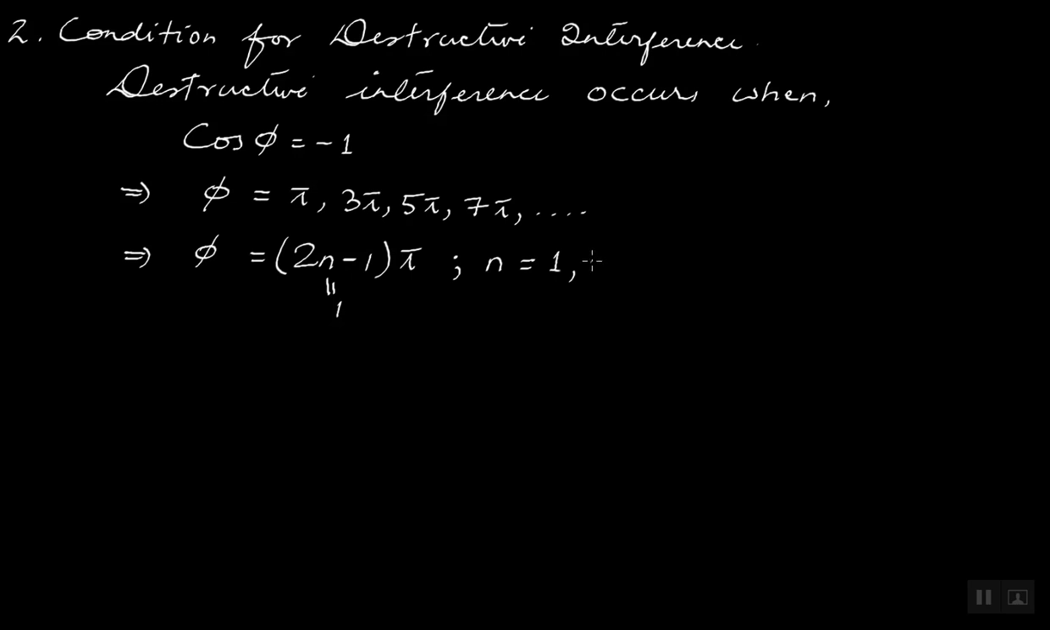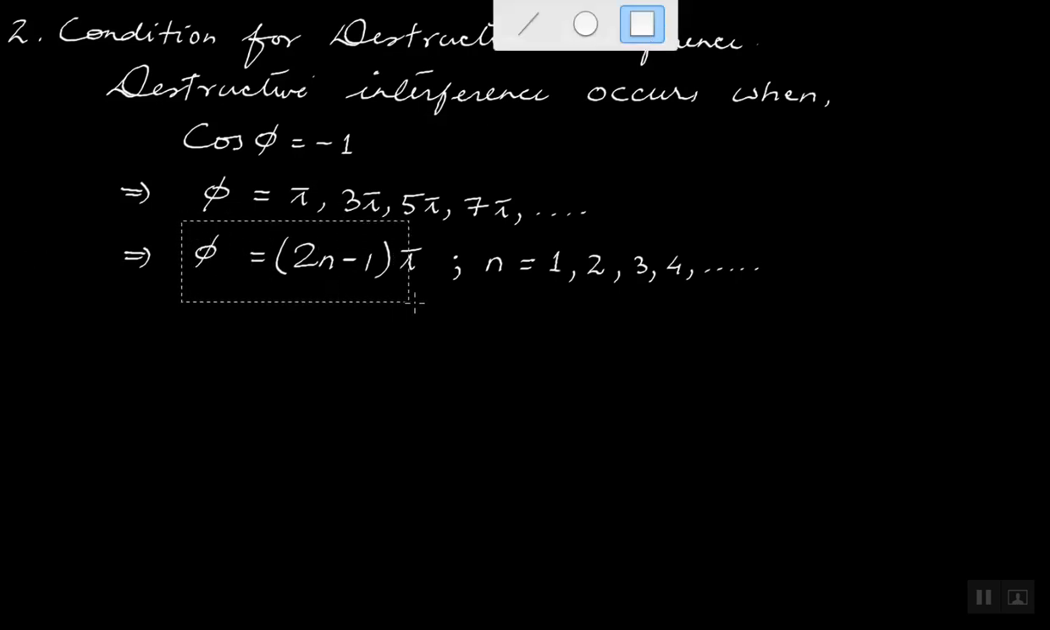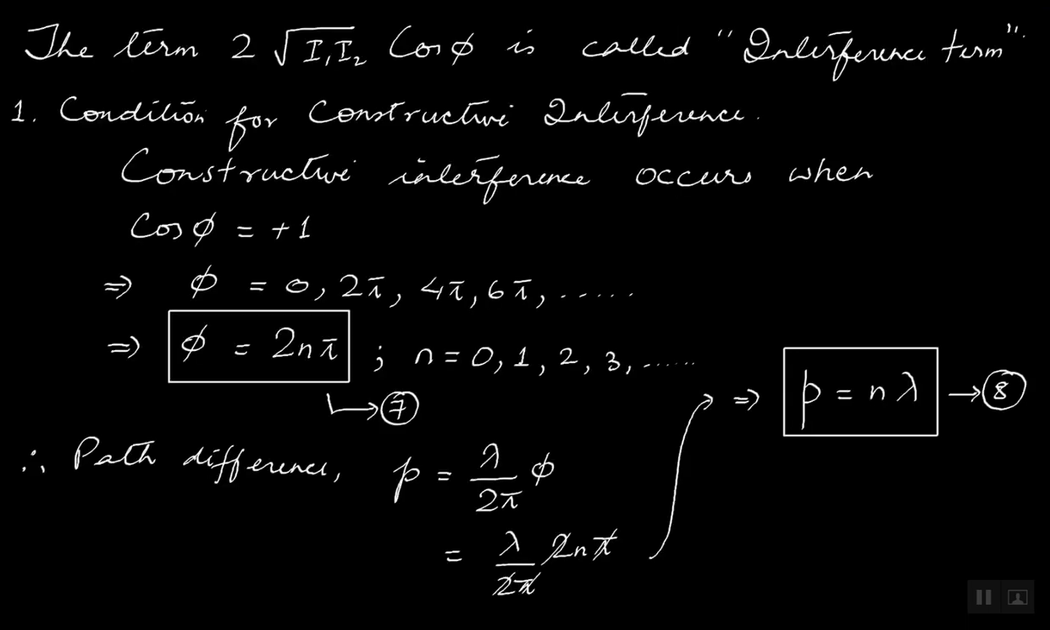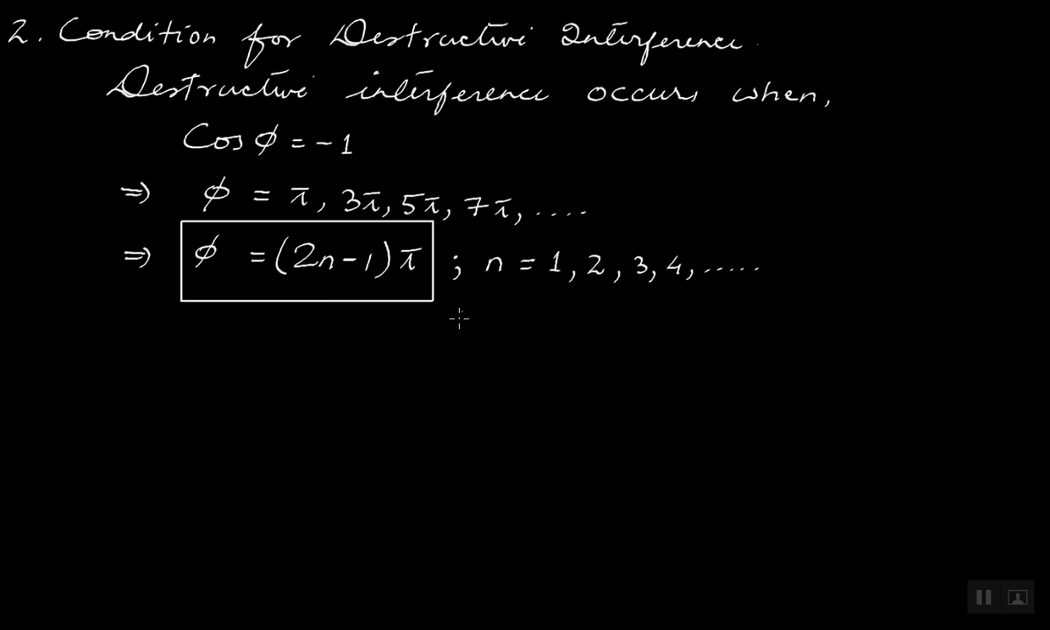What is the second value? The second value of n is 2. Now put n to be 2 out here. You get 4 minus 1, which is 3 pi. Put n to be 3. 2 into 3, 6 minus 1, which is 5 pi. 7 pi, so on and so forth. Okay, so this is the condition for destructive interference. This will be equation 9.